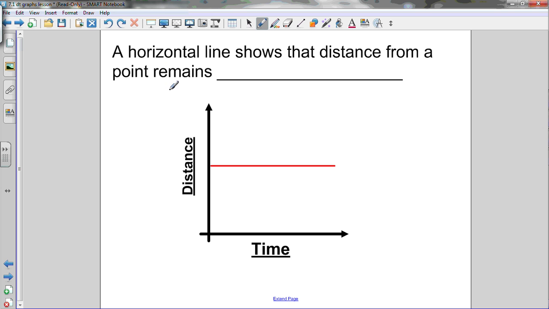A horizontal line shows that distance from a point remains constant. So this horizontal line shows that the distance is never changing. The y value of this line is never changing. It's never going up or down. As time is increasing, an object's distance from our fixed point down here is not changing. If the distance from a point is not changing, they must be just standing still. So a horizontal line shows the distance from a point remains constant.